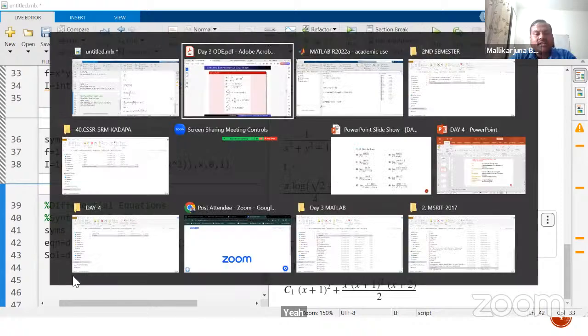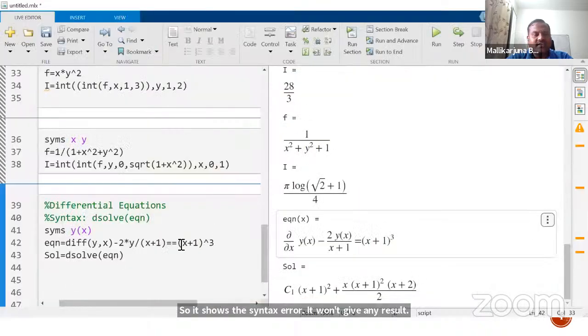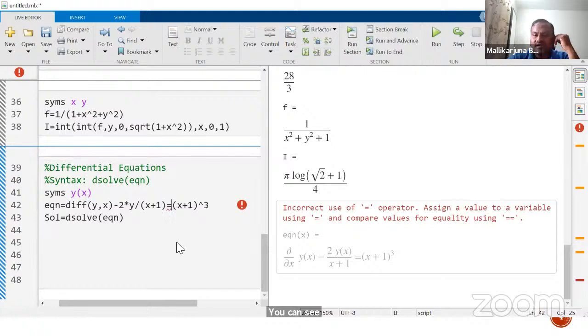You try any other equation, second order or third order, higher order. If you put only one equal in place of two equals, it shows a syntax error. You can see here, if I put a single equals and run, it says incorrect use of equal operator. It won't give the result.